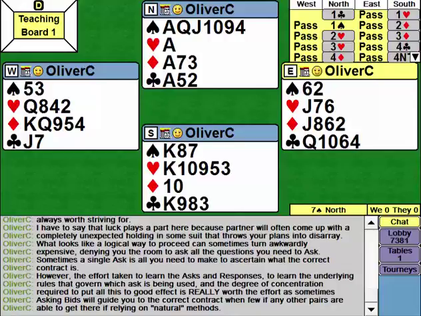Okay, any questions on that sequence? Hopefully that's given you some idea of the kind of thought processes that you need to go through with asking bid sequences. It's given you an example of a repeat ask in diamonds, and how you can work out a little bit about what kind of way to choose the sequence. Any questions?